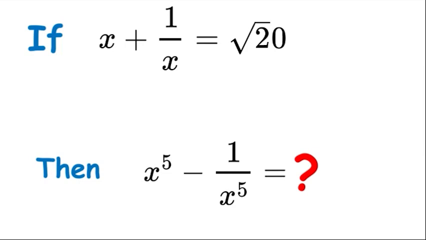Today we're solving the equation x plus 1 over x is equal to the square root of 20. Then we need to find x to the power of 5 minus 1 over x to the power of 5. So maybe give it a go and let me know how you get on.